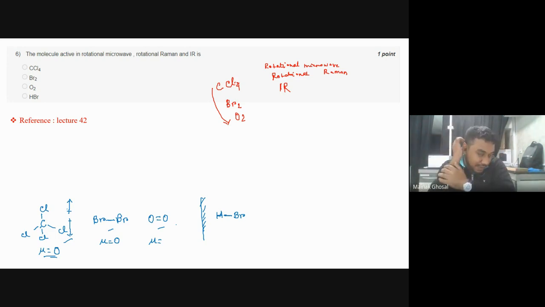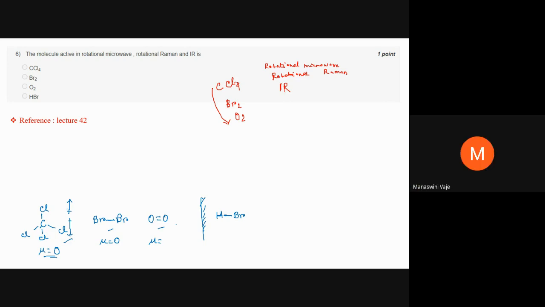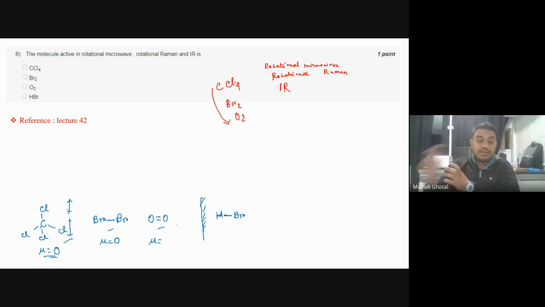Suppose you are creating something and this is cancelled by someone with the same equal magnitude, and then you are getting zero. This is something, and you are not getting something. Also, this is zero. This is another thing. So Br2 is a homonuclear diatomic molecule, right? Homonuclear diatomic molecule means the bond is shared equally between two Br atoms. So there will be no dipole, so no dipole moment.